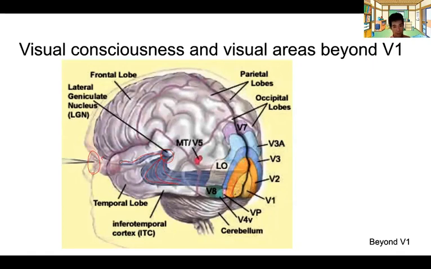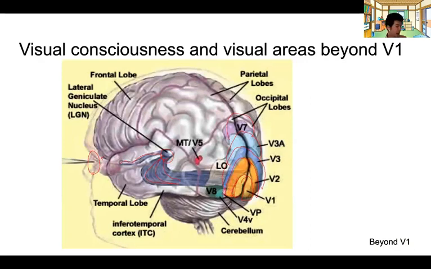That's V1 here. And then the upper part of V1, which corresponds to the lower visual field, connects to V2 areas that surround V1, and then V3. And then that's surrounded by something like V3A and V7. From here, it becomes more complicated and so on.